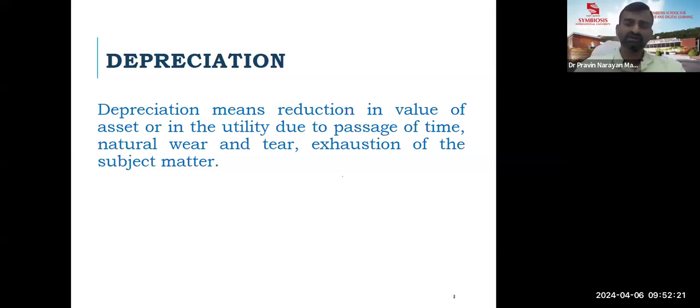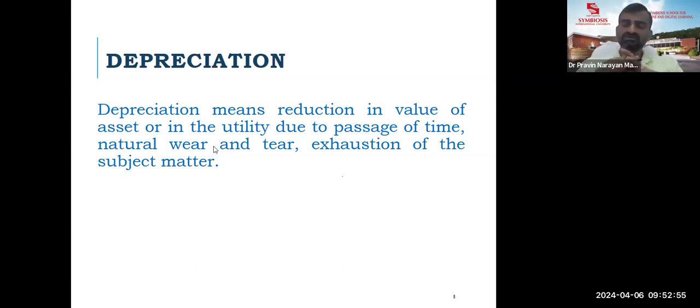Basically, depreciation means a reduction in the value of an asset or utility due to the passage of time, natural wear and tear, or exhaustion of the subject matter. So, from a business point of view, first we can understand the concept in simple words.